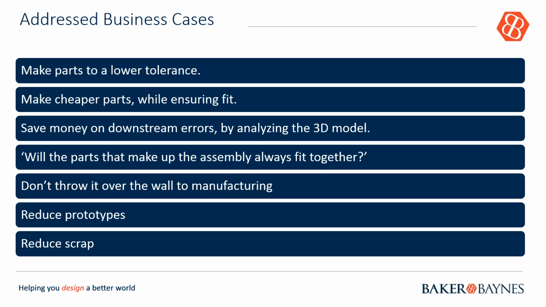So, addressing business cases: making parts to a lower tolerance makes cheaper parts while ensuring the fits, and saves money downstream on errors by analyzing the 3D model. You can also answer the question: will the parts that make up the assembly always fit together? And don't throw it over the wall to manufacturing. You can actually fix that before it goes out, and then of course reduce prototypes and reduce scrap.